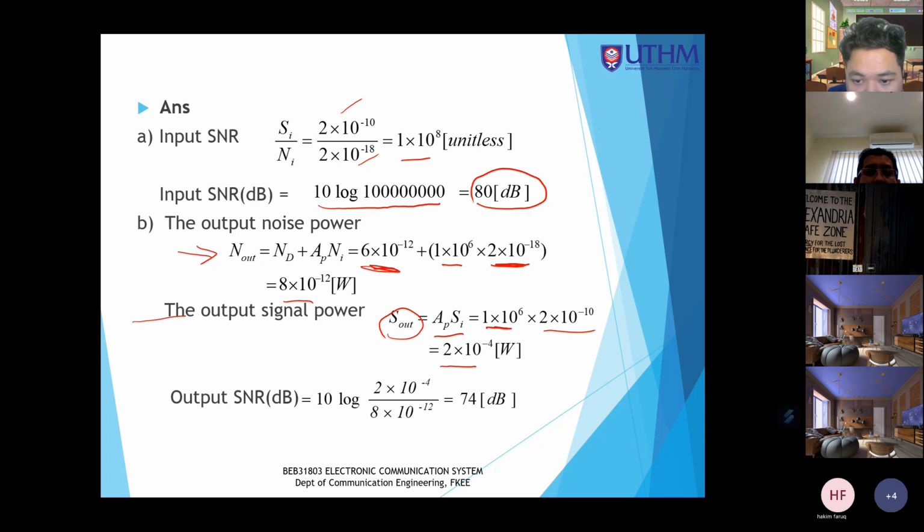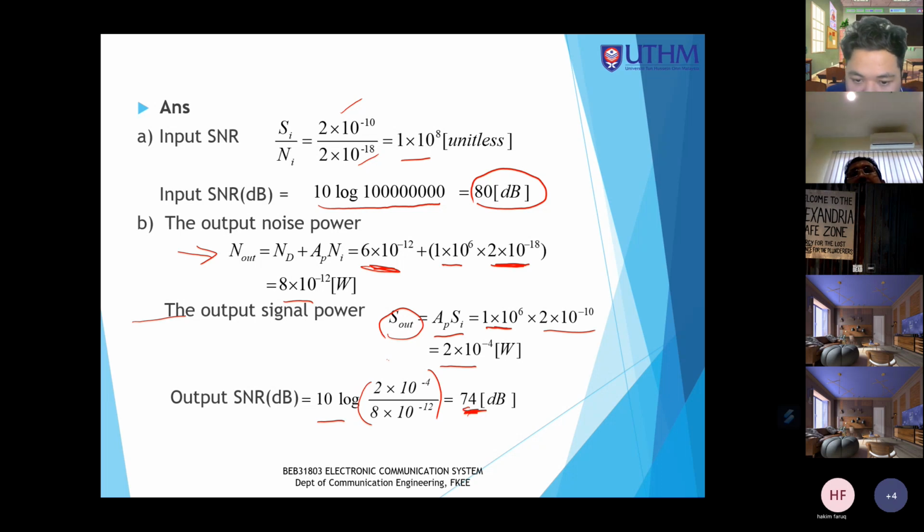So from here, we can find the output SNR. Output SNR is equal to S out over N out. Okay, yang ini. So S out over N out, and then we can do the decibel value, 10 log of S out over N out. So we get 74 decibel. Ini boleh cuba guna calculator. Please try use your calculator. So you're going to find that the value is not exactly 74.